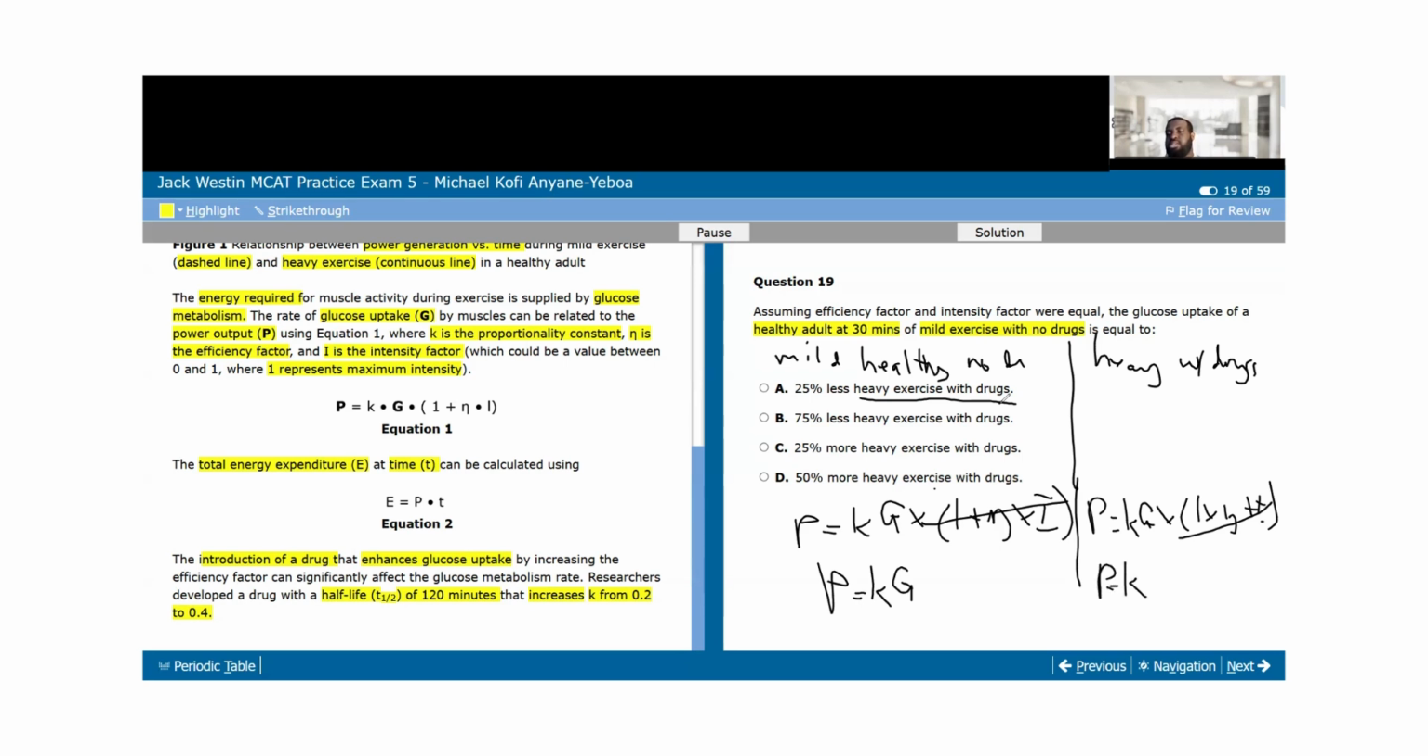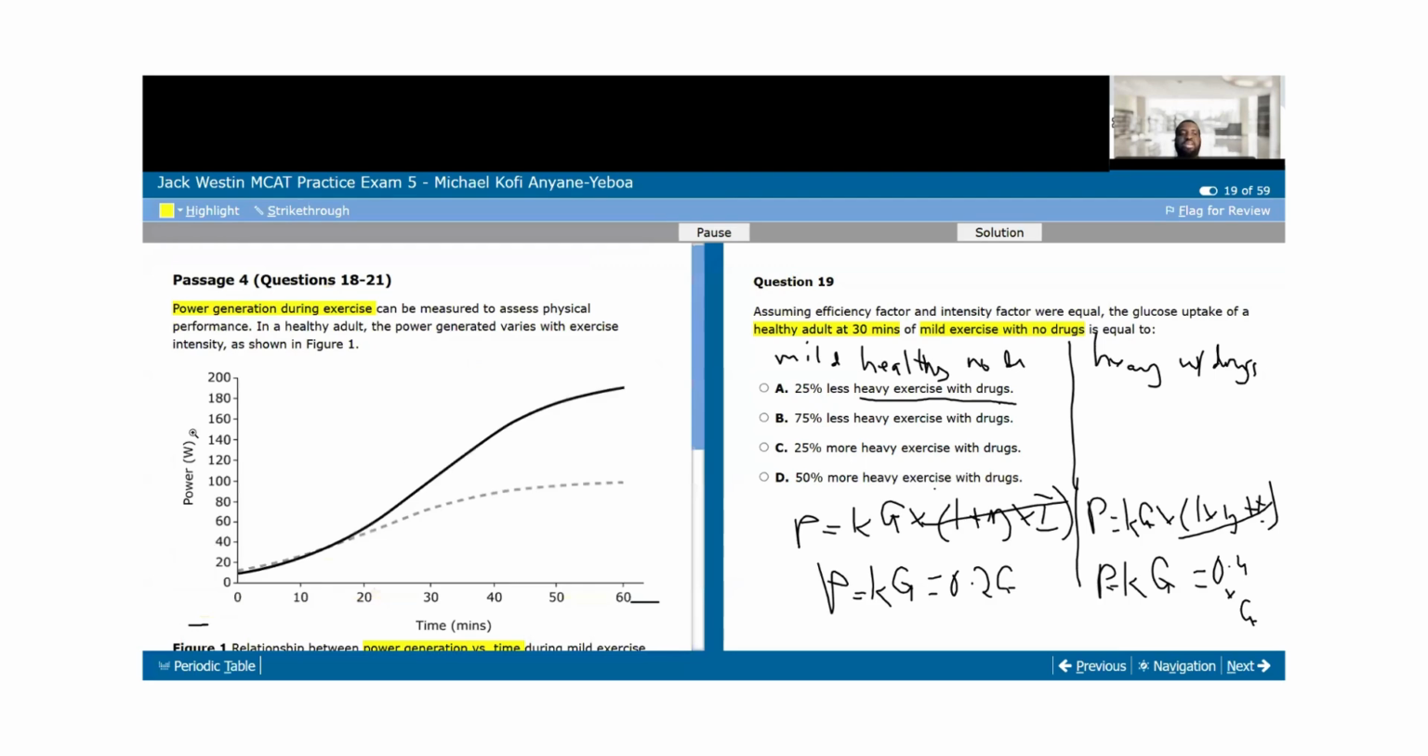K, G, right? So I have the G for my mild, no drugs, G for my healthy with drugs, right? Another piece of information we know is that K increases from 0.2 to 0.4 when there's drugs, right? So K is going to increase to 0.4 here. So it's going to be 0.4 G. And there's going to be 0.2 G. This is times G. Comparable, because that's what I'm supposed to do. Now, at this point, I have everything set up. All I need is my P.